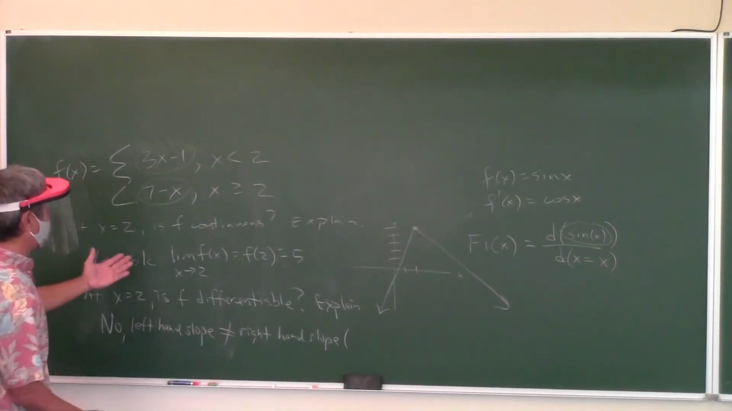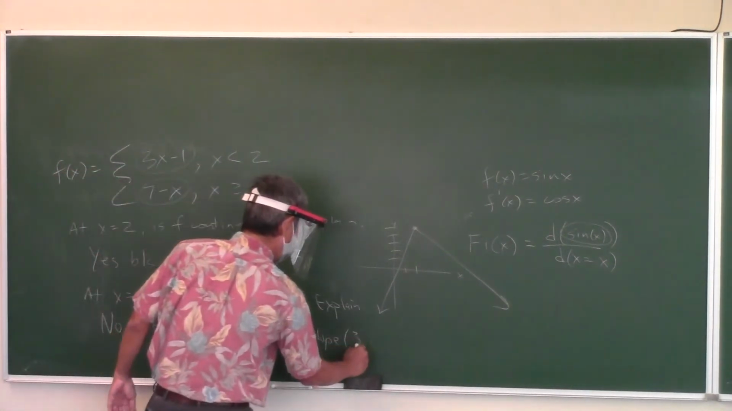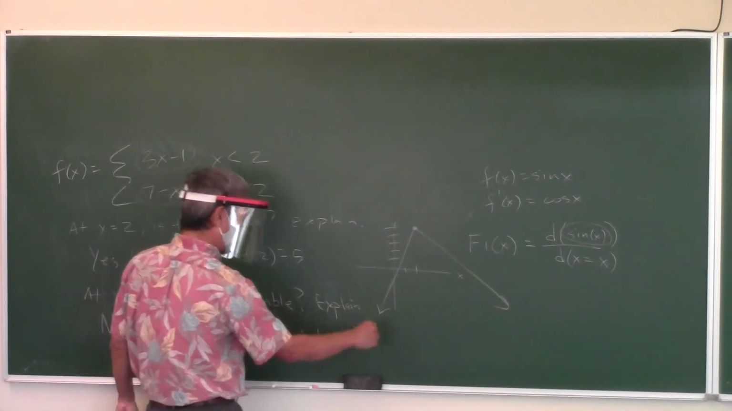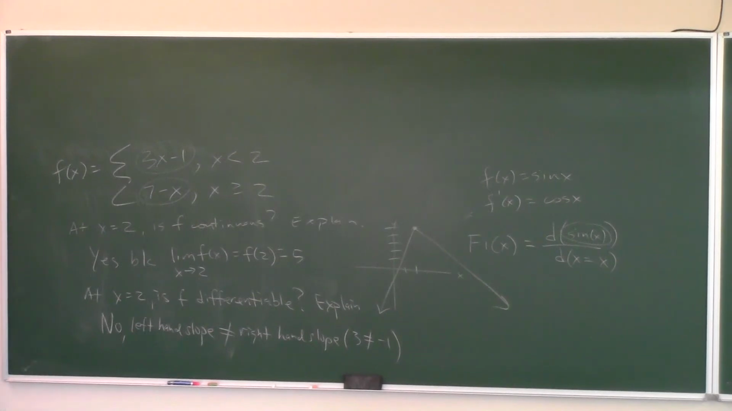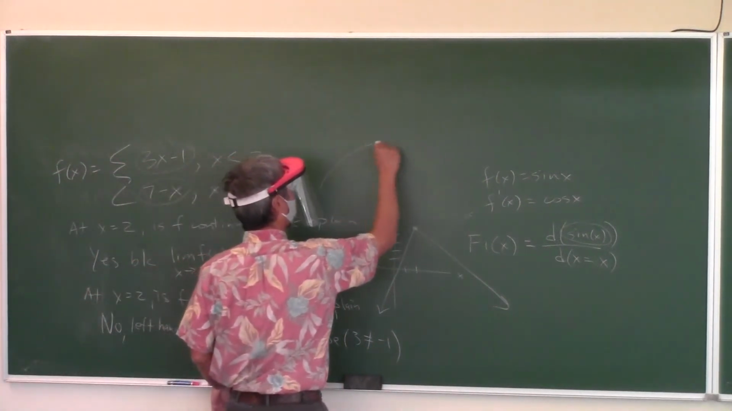And what is the left-hand slope? 3. And the right-hand slope is -1. 3 is not equal to -1. That's all you gotta say, because that's the only way a graph will be smooth. Think about it. I showed you this before.